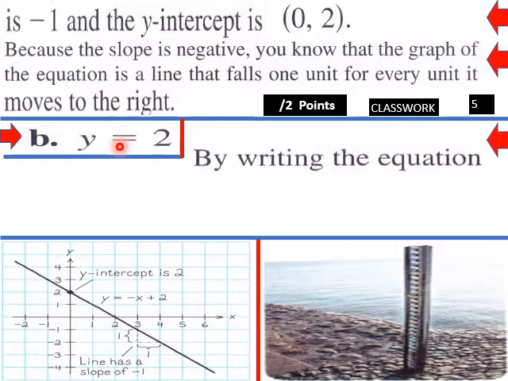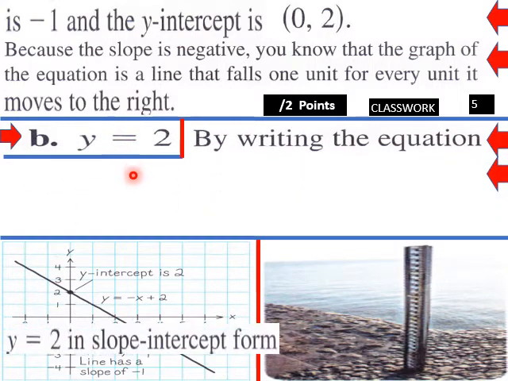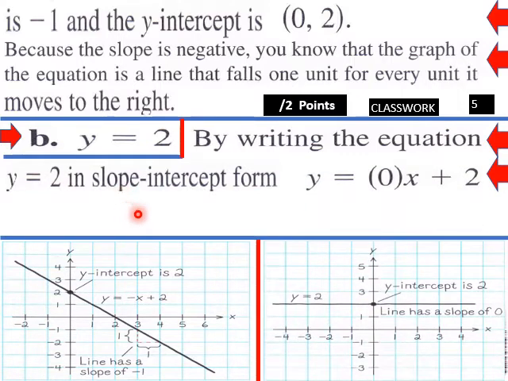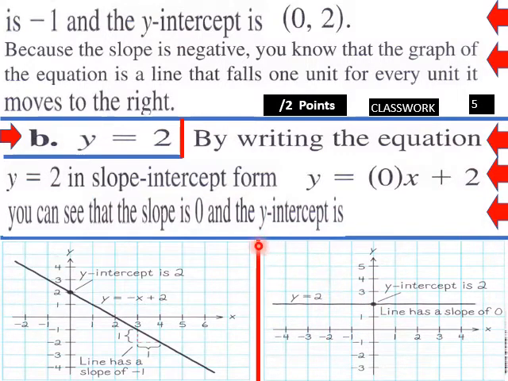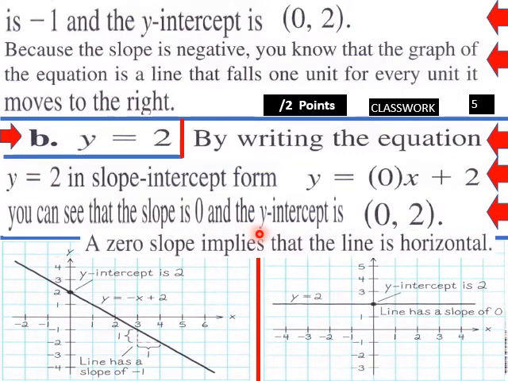Okay, y equals 2. What would that look like? By writing the equation y equals 2 in slope-intercept form, you know that it would be a horizontal line, y equals 2. You have a slope of 0. Horizontal lines have slopes of 0, but your y-intercept is 2. You know that much. You can see the slope of 0, y-intercept is 2. So zero slope implies that the line is horizontal.